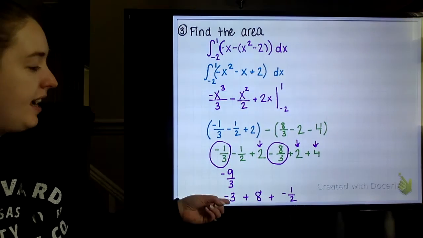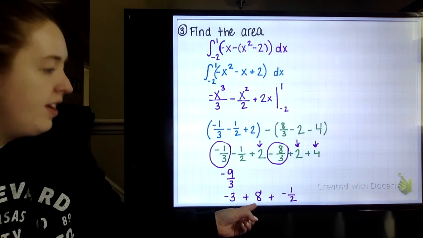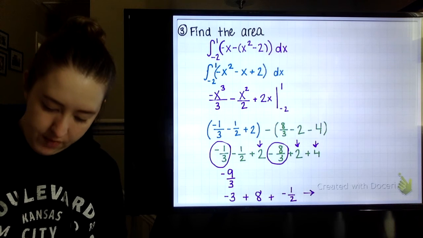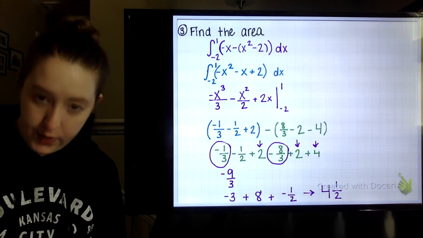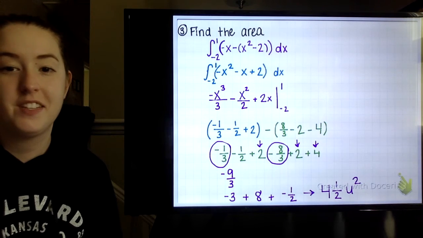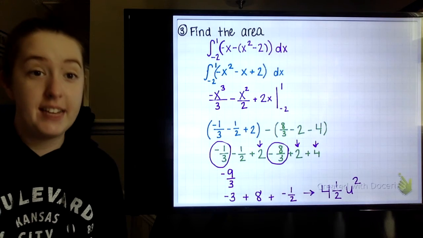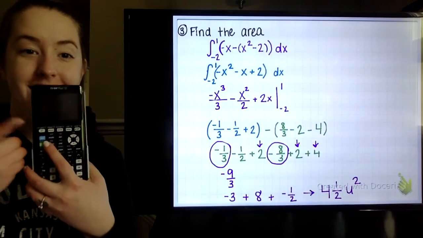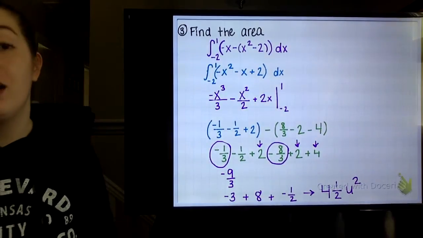So let's see, -3 plus 8 is 5. 5 minus 1/2 is 4.5. So the area between those two curves is 4.5 units squared. Good deal. So we don't have to go through and do the definite integrals every time. From here on out, we're going to be using our handy dandy calculator. So here we go.